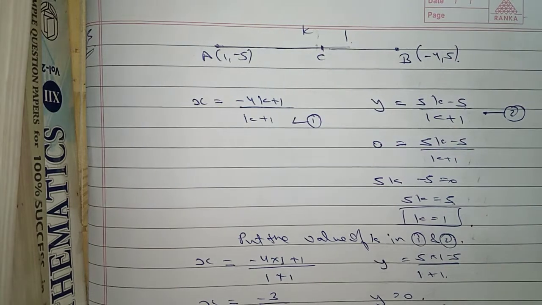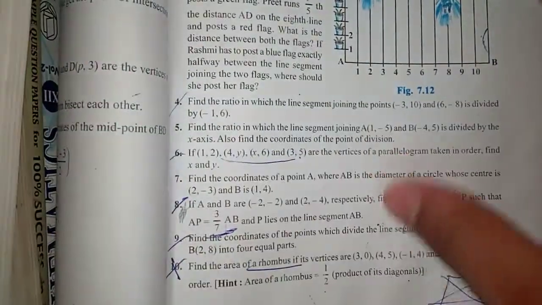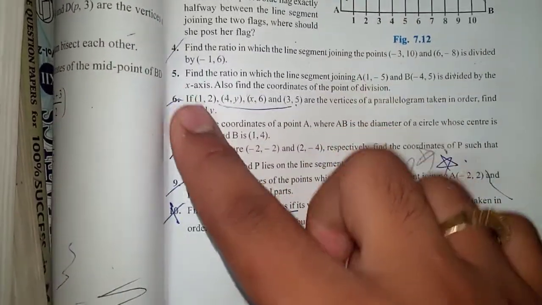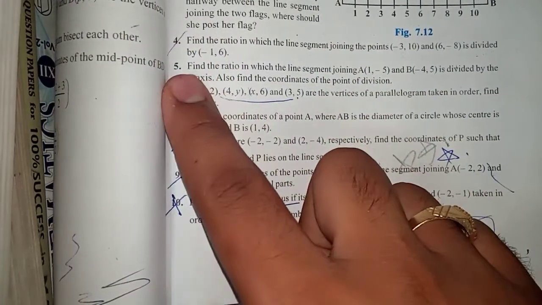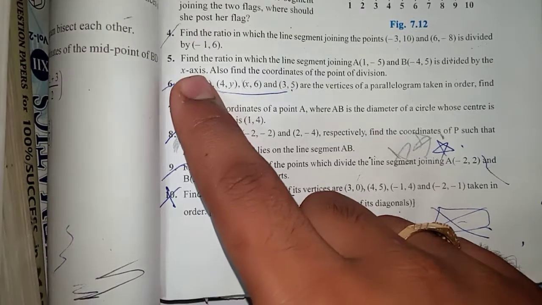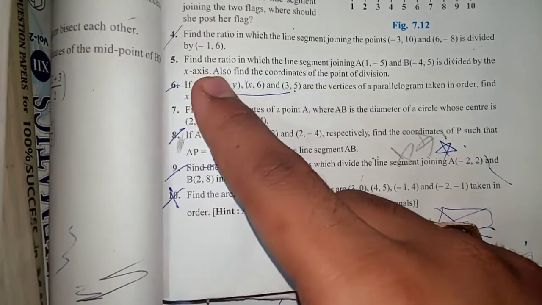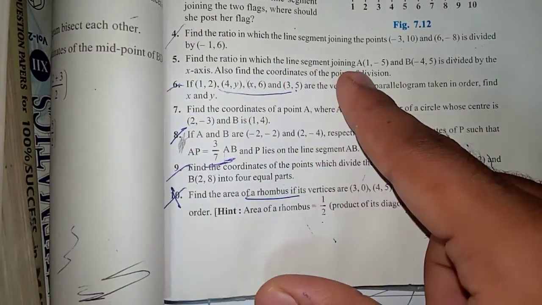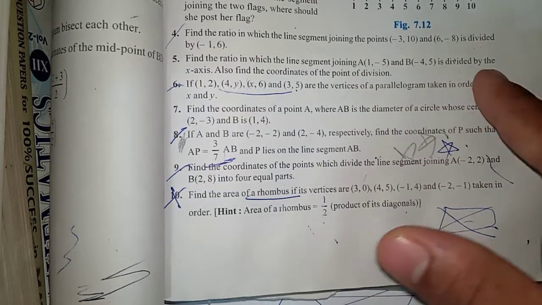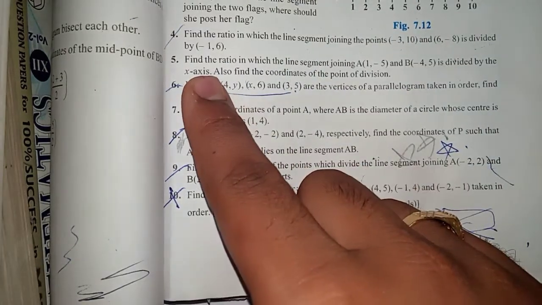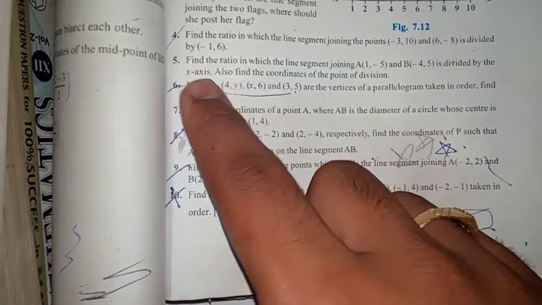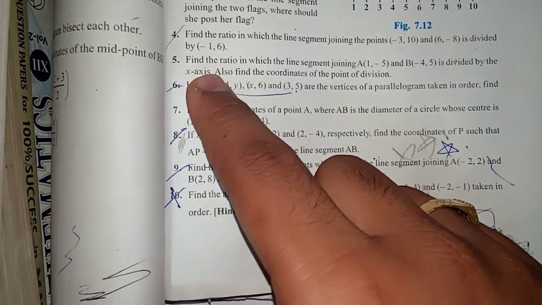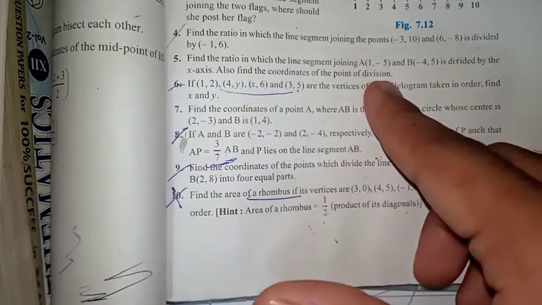Now we go for question number 5, our last question for today. Today is what? Monday. So question number 5 is what? Find the ratio in which the line segment joining A and B is divided by the x-axis. Now the point is that he said the x-axis is the division. Also find the coordinate. Okay, afterwards we will see what he is saying. One more thing.